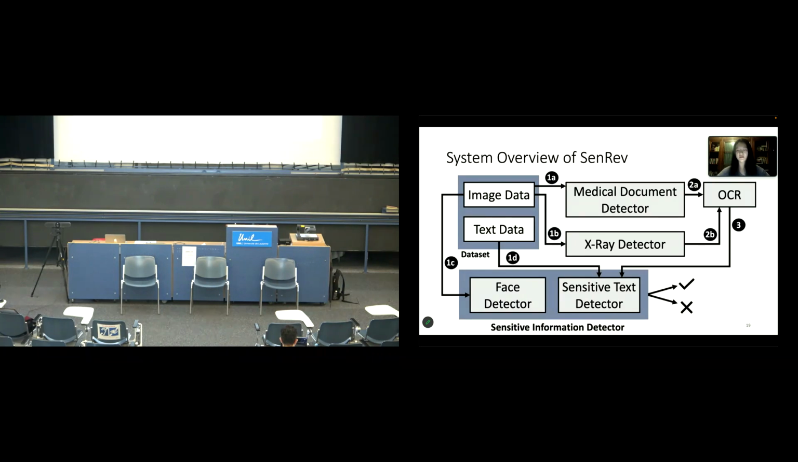As previously mentioned, we have multi-modality data containing medical images and text descriptions. For the image data, we observed that the privacy leakage is different based on the types of images. As a result, we designed a medical document detector, an X-ray detector, and a face detector to detect the 3 types of medical images, and then extract the text from these images using our optical character recognition component.